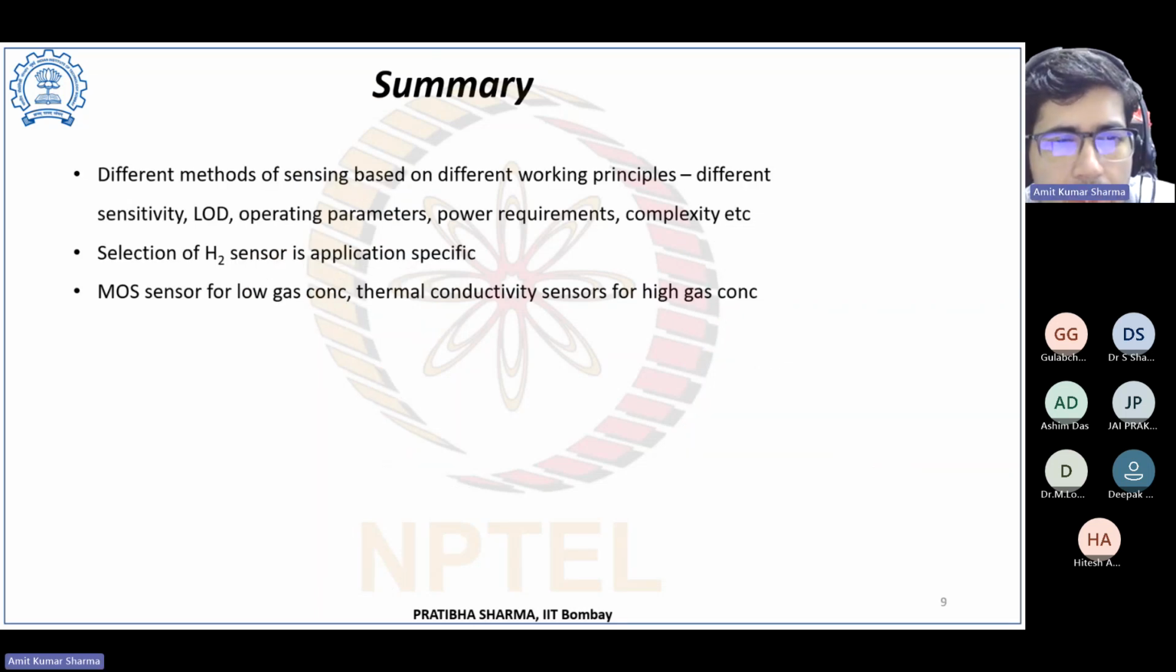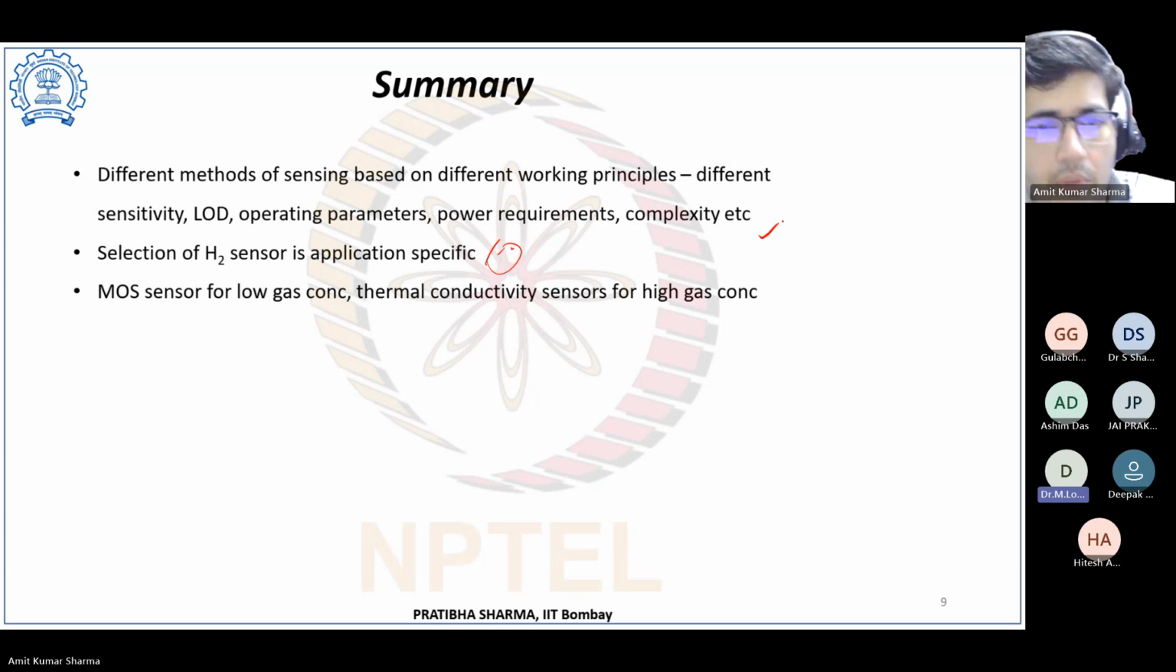So we have seen different methods of sensing based on different working principles. They have different sensitivity, LOD, operating parameters, power requirement and complexity. So selection of an H2 sensor is application specific. Based on your range, operating condition and economics, you need to decide the sensor.